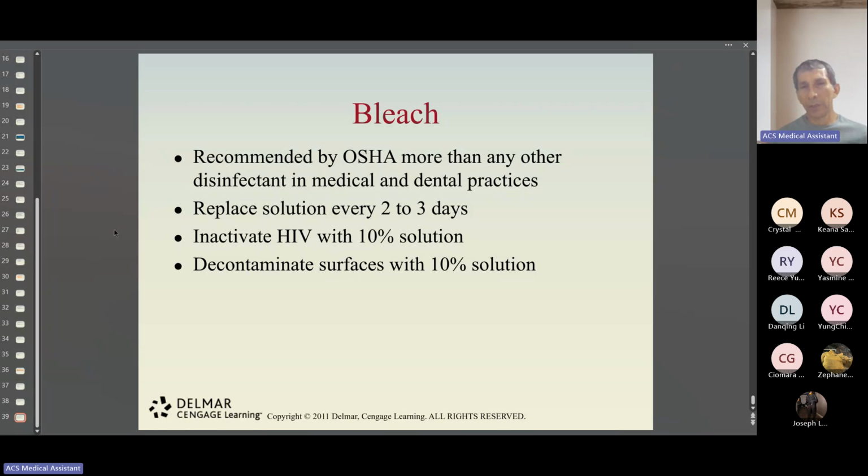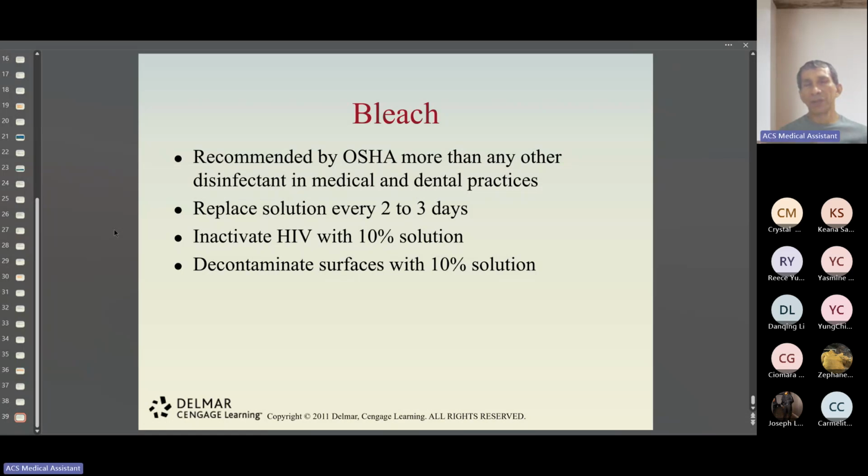Recommended by OSHA, remember, the Occupational Safety and Health Administration, that directs medical providers or any employer to provide you with all the personal protective equipment and to give you all the information about the hazardous materials you're going to be working with, that you're going to be exposed to. So that's basically what it is.